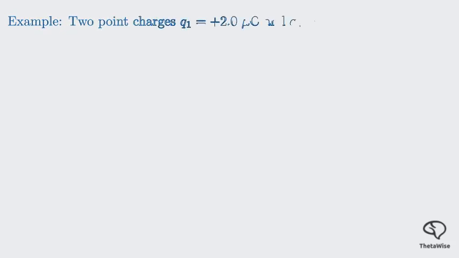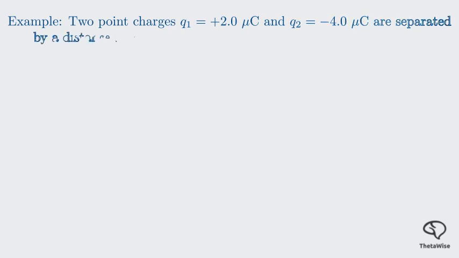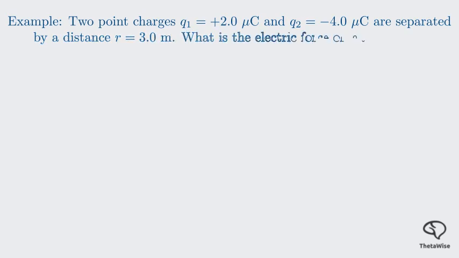All right, let's work through an example to solidify our understanding of Coulomb's law. Let's say we have 2 point charges. The first, Q1, has a positive charge of 2.0 microcoulombs, or 2 times 10 to the negative 6th coulombs. The second, Q2, is negative, with a charge of negative 4.0 microcoulombs, or negative 4 times 10 to the negative 6th coulombs. They are separated by a distance r of 3.0 meters. The question is, what is the electric force on each charge?